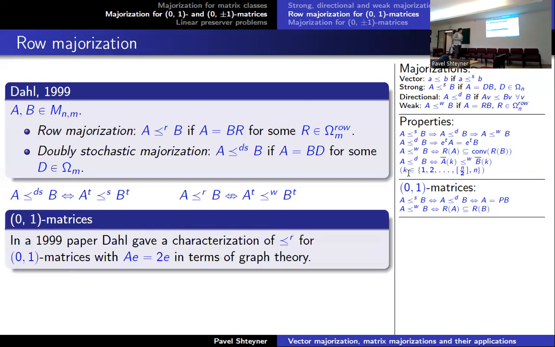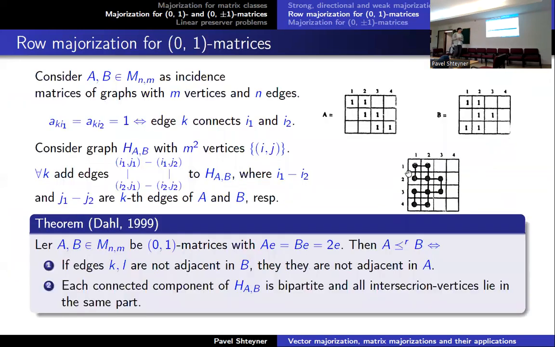So what can we say? In that paper, where he actually reduced this majorization to many applications, including the ones here in the statistical experiments, he gave combinatorial characterizations from graph theory of this majorization for 0-1 matrices if the matrices have exactly two ones in each row.